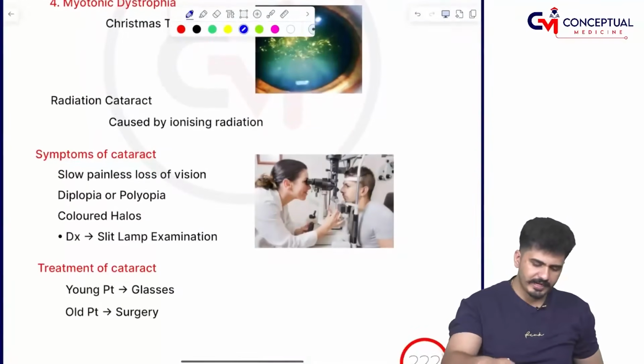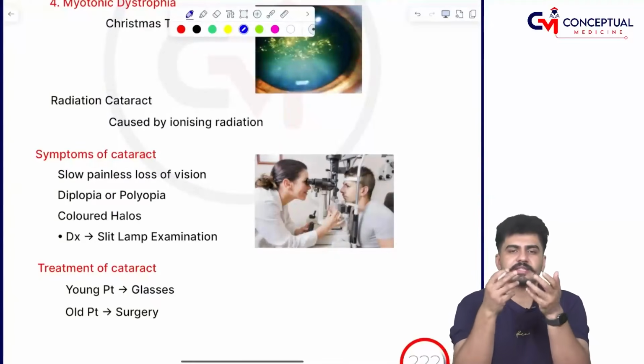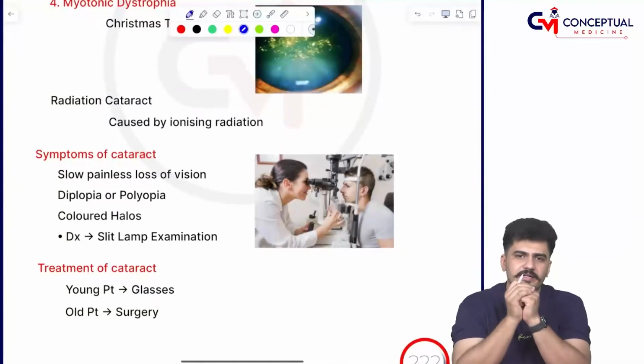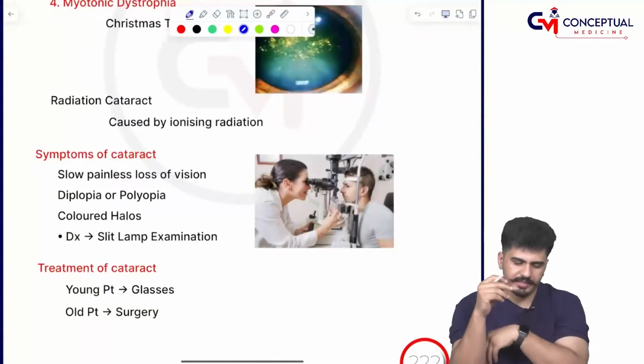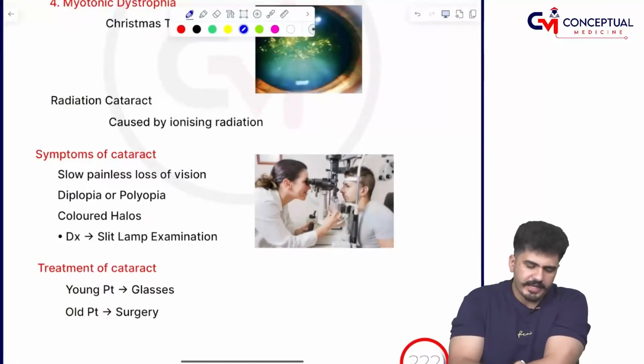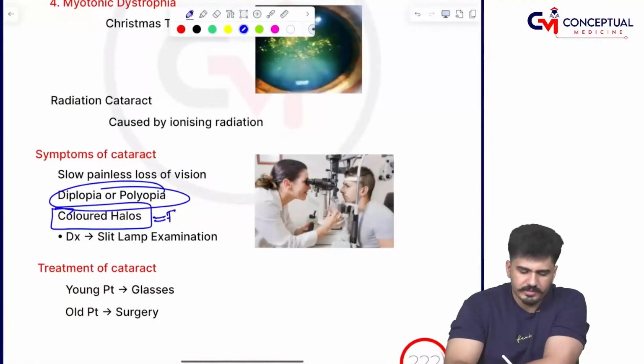Symptoms of cataract: slow, painless loss of vision. The only cataract which is sudden is snowflake cataract, which is also called diabetic cataract. Sir, the patient can have diplopia, and can also have color halos. For color halos, we have a different test called the Fincham test.